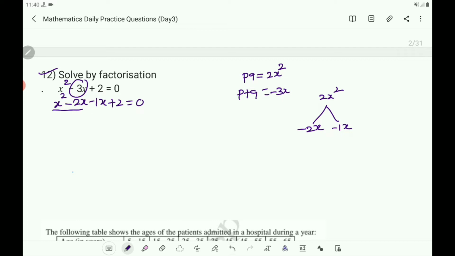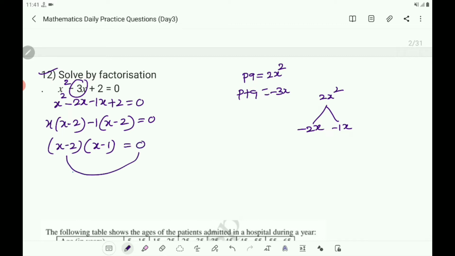Now take the common factor out of these two and out of these two. That is x into x minus 2, minus 1 into x minus 2. You know that x into x is x square, and x into minus 2 is minus 2x, minus 1 into x is minus 1x, minus 1 into minus 2 is 2, equals 0. Then you take x minus 2 as a common factor, and in the bracket x minus 1, that equals 0. So equate this equals 0 and this equals 0. So write x minus 2 equals 0 or x minus 1 equals 0.